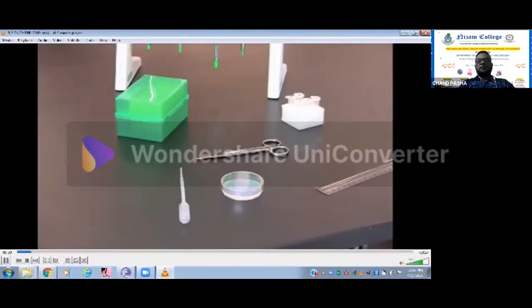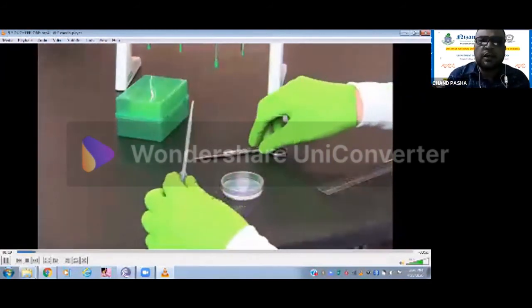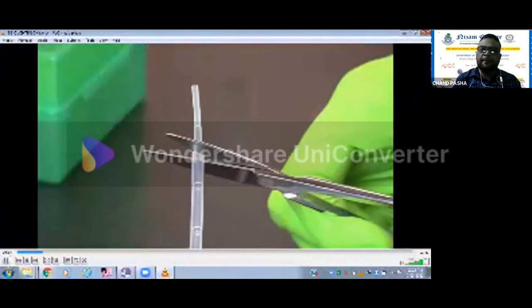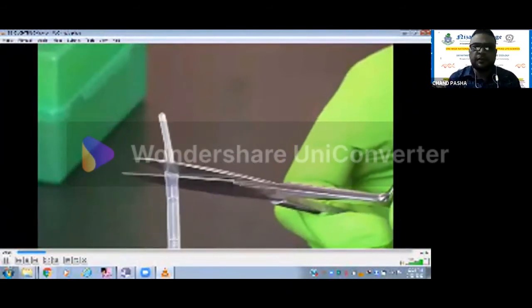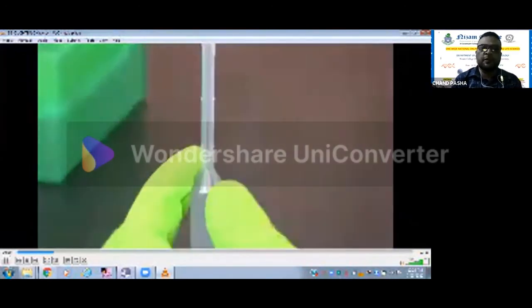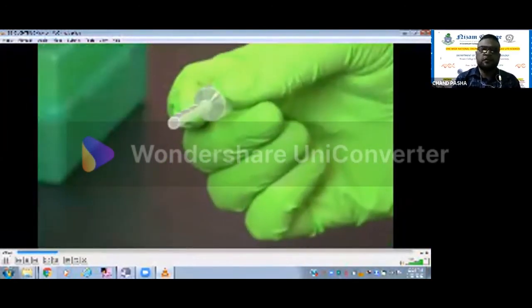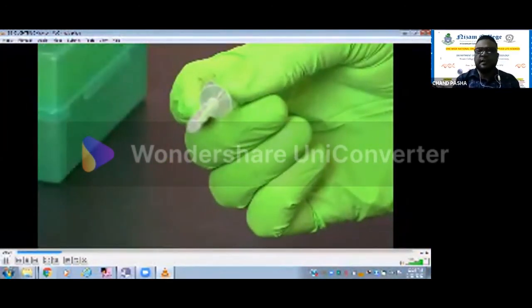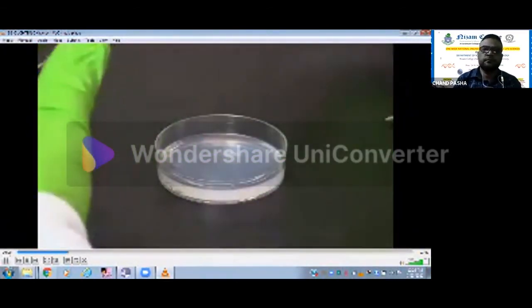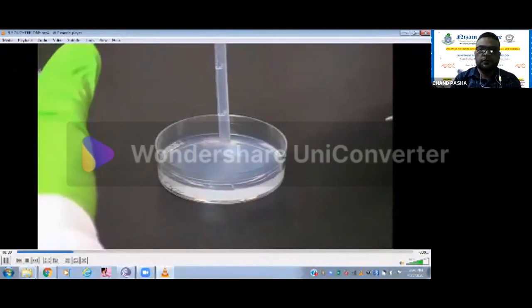Let's see the things required for the double diffusion. See, the agarose gel, and these are the pipettes. You cut the Pasteur pipettes, which you must be having in the lab, with scissors, so that you can make wells. You can choose the size of the well as per your volume.